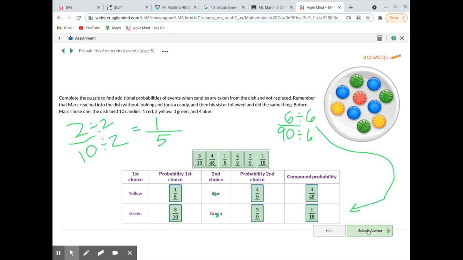Anybody have a question? Vincent, you got a question or you're giving me the answer? I was raising my hand to answer. All right. What was the answer? 1/15. Why was it 1/15 instead of 6 90ths? Because we simplified it. Perfect.